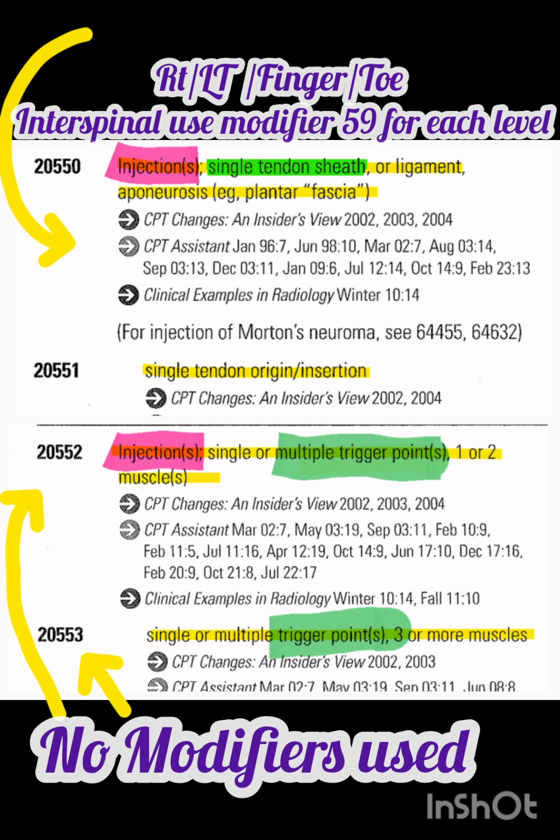Okay, one more thing. We use the RT/LT modifier or finger modifier or two modifiers with 20550 or 20551, depending on where the injection is being given. And we use modifier 59 if we give the injection at the interspinal level, because there is no left and right. That is why, to show the difference that it is given at different levels, we use modifier 59.